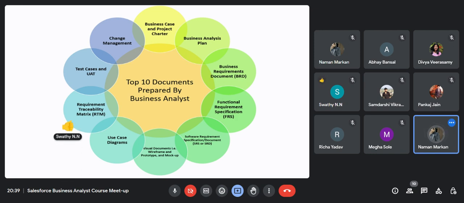Abhay, Divya, Swati, anyone, please do let me know, because this is going to be a theoretical part, and you should have an understanding about each and every document related to a project business process, or you can say a process life cycle. So, is there any doubt? All clear till now? Yeah, all clear. Thank you so much.